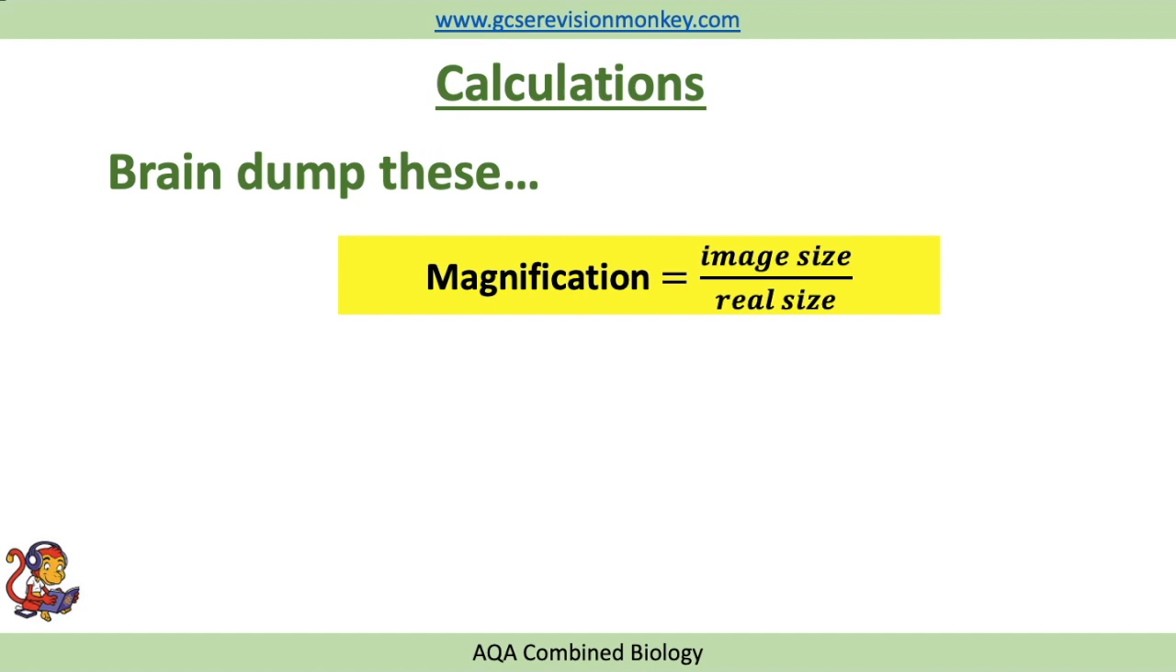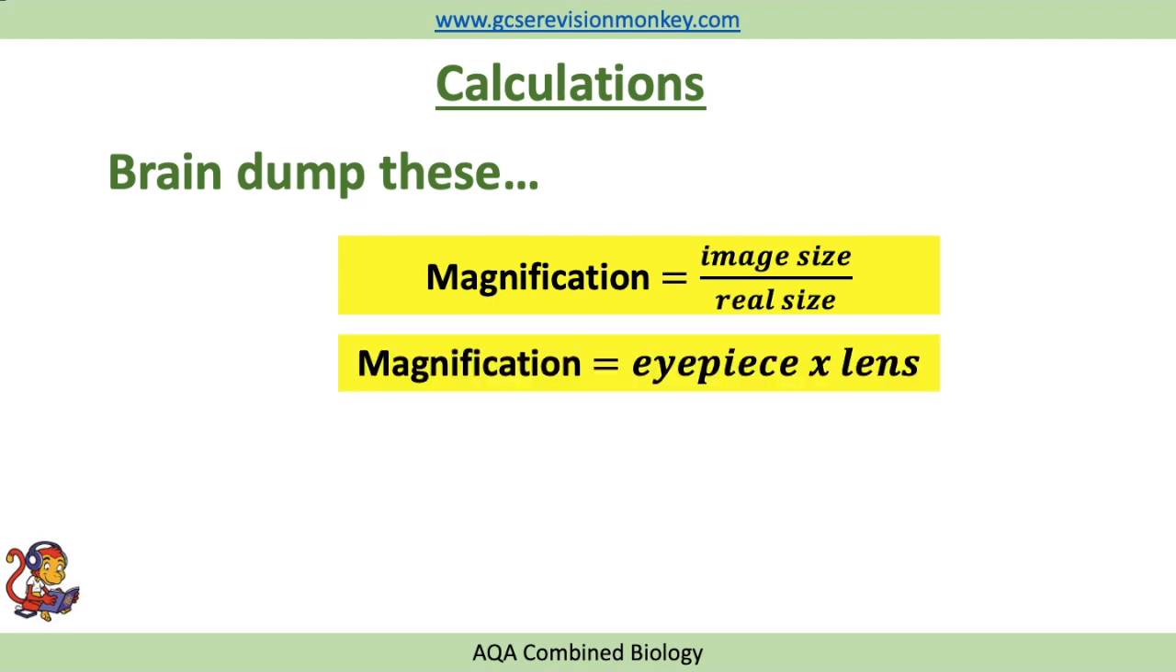Magnification equals image over real. So you could literally write down m equals I divided by r. Okay, as soon as you get in the exam, just in case you need it. Now for foundation, they do sometimes give you the equation, but in case they don't, it's there and you've written it down ready in case you need to use it. Another one is magnification equals the eyepiece times lens. So this one helps you work out what magnification on a microscope you're using.